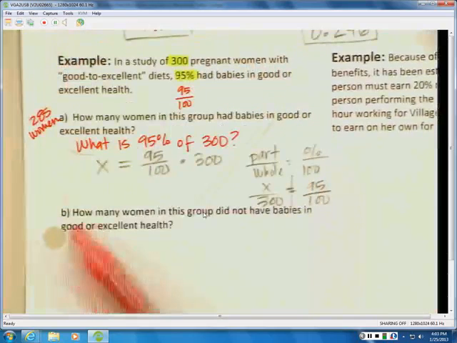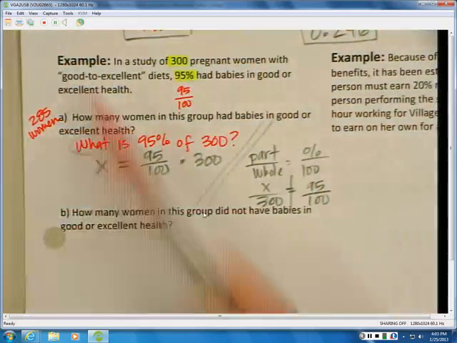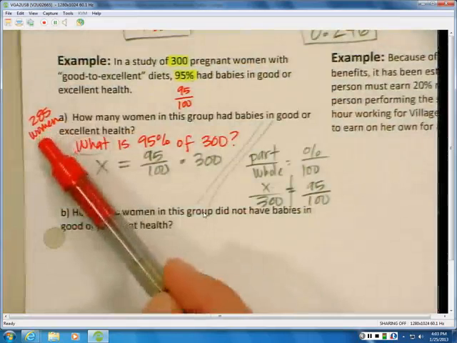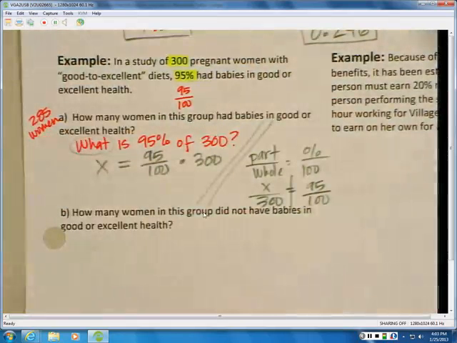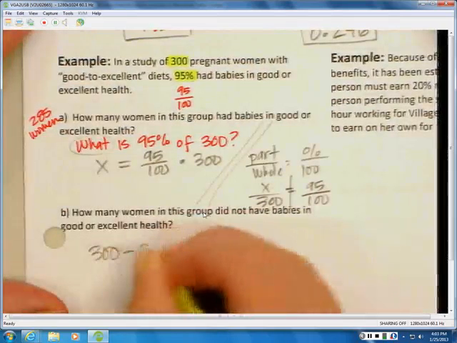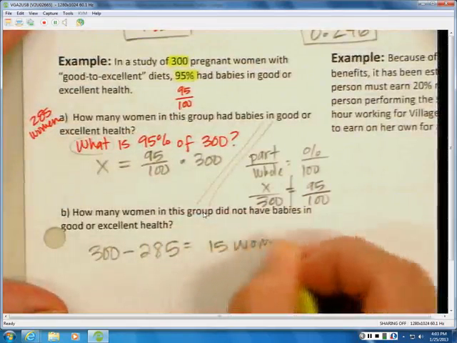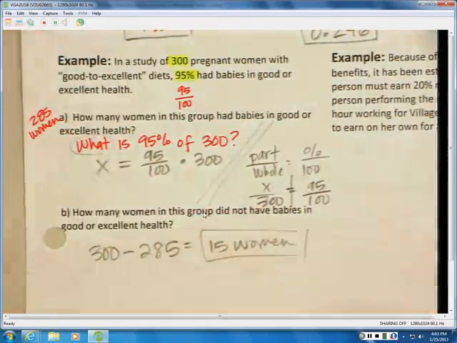If we look at B, how many women in this group did not have babies in good to excellent health? Well, if 285 women had healthy babies, then that would leave 15 women that did not have healthy babies. So we would take the 300 minus the 285, which would be 15 women.